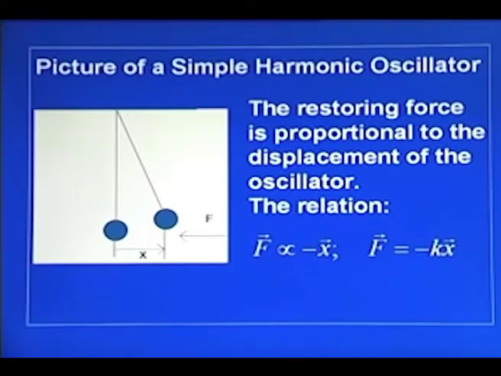The relation is that the force and the displacement are vectors in opposite directions, and the force is equal to minus the displacement times the force constant k, which expresses the strength of the oscillation or the frequency of the oscillation.